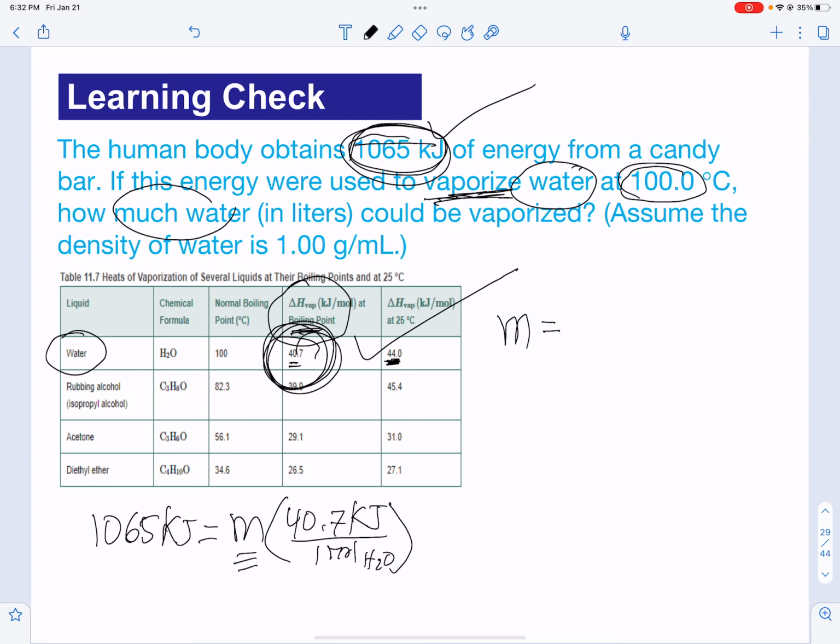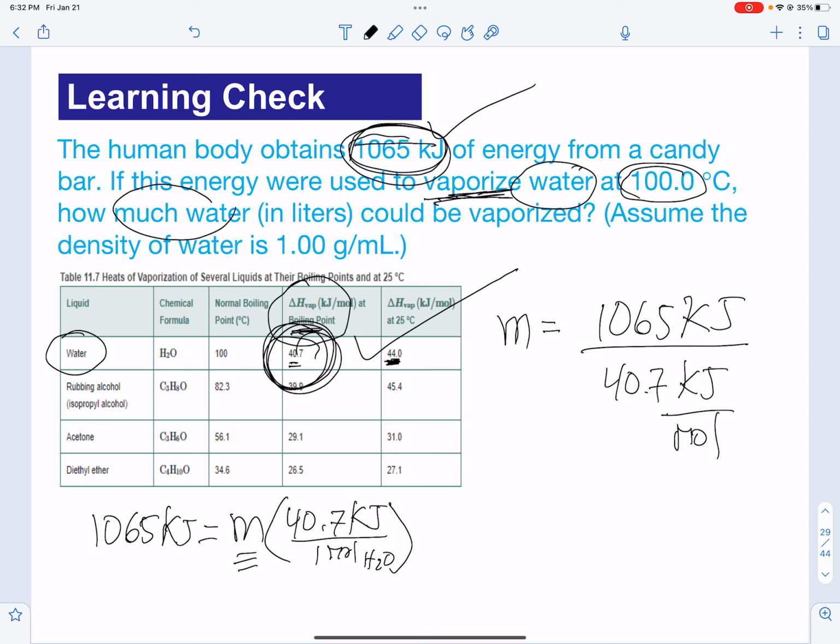So the moles are going to be equal to 1065 kilojoules divided by 40.7 kilojoules per mole. When you do the math, this cancels, and now you're going to have moles equals 1065 divided by 40.7. And once you do that, you know how many moles of water you have. But that's not the end of the problem.